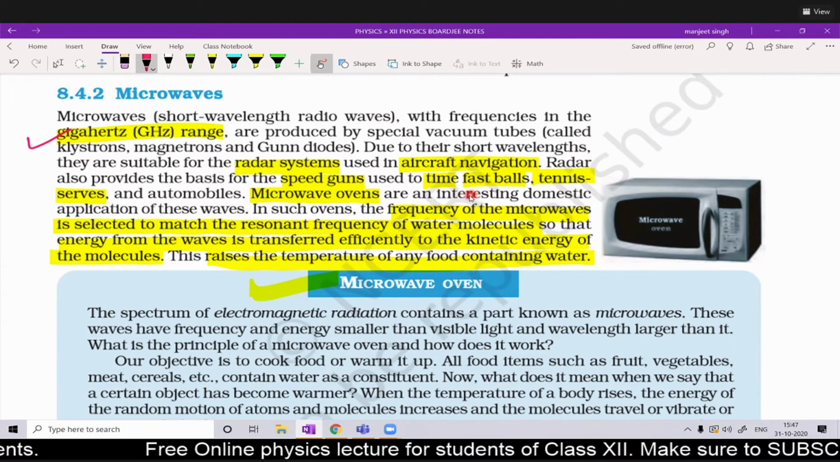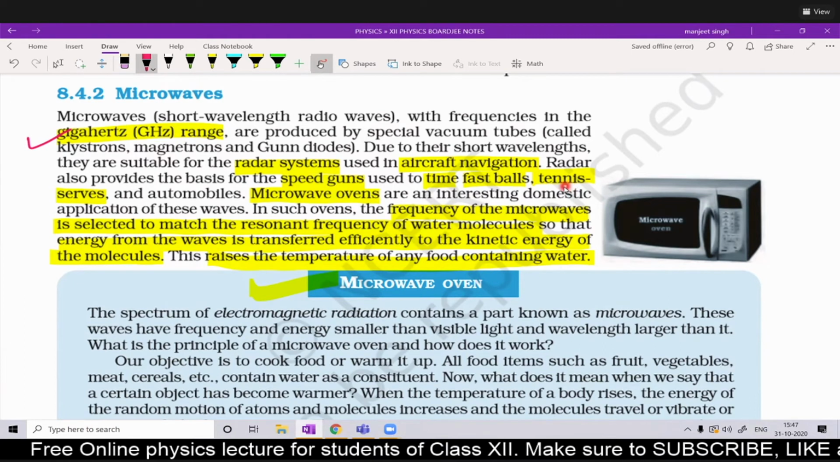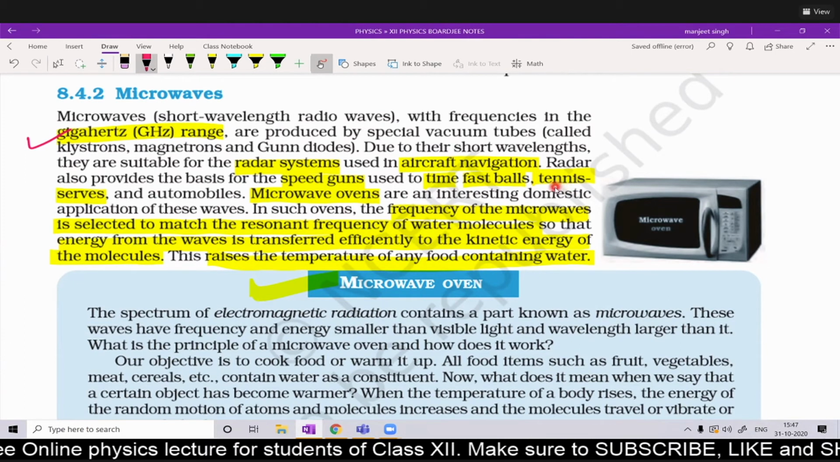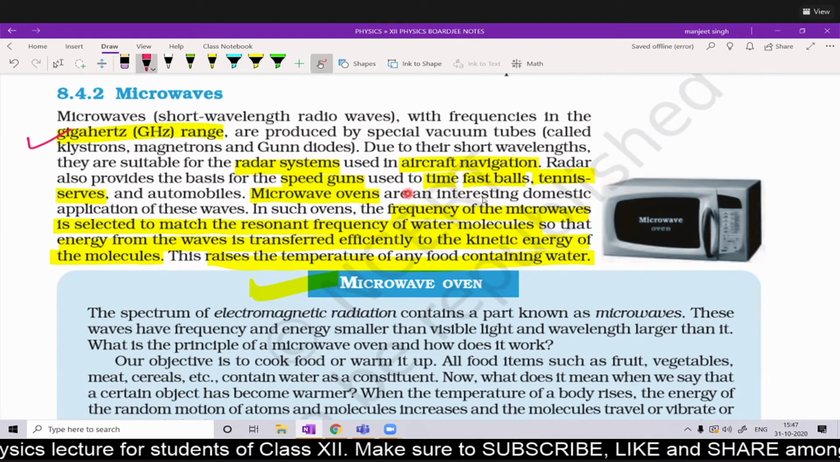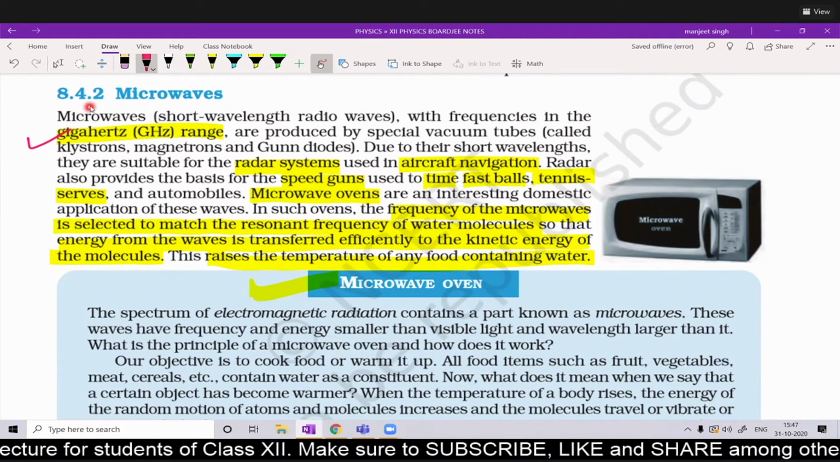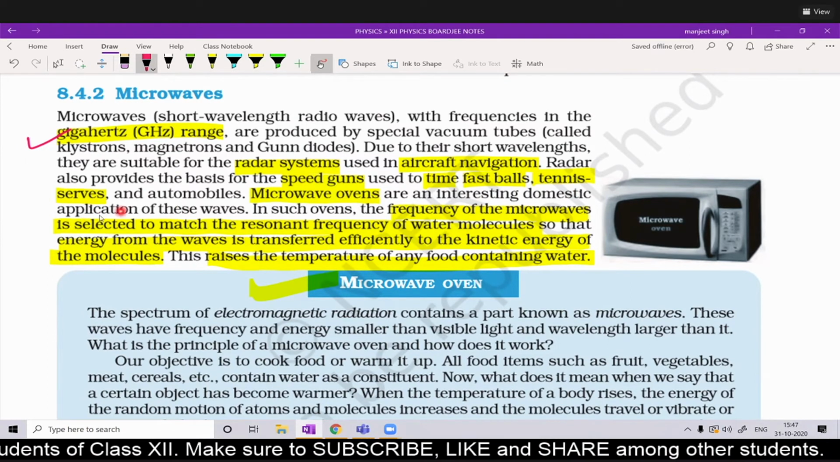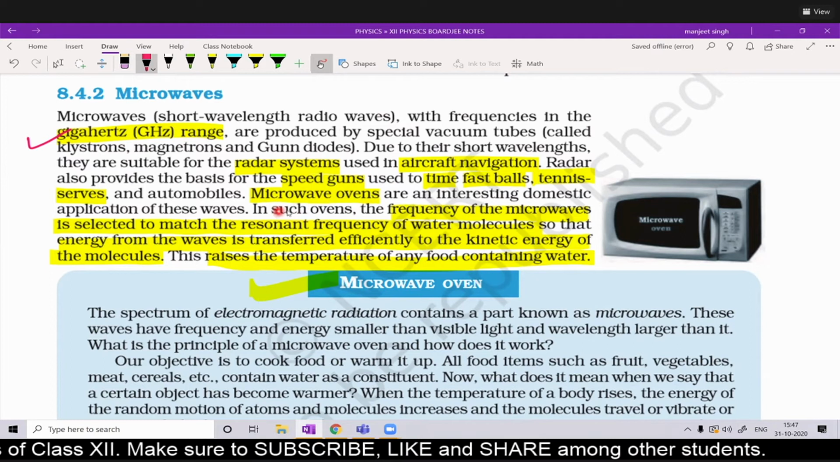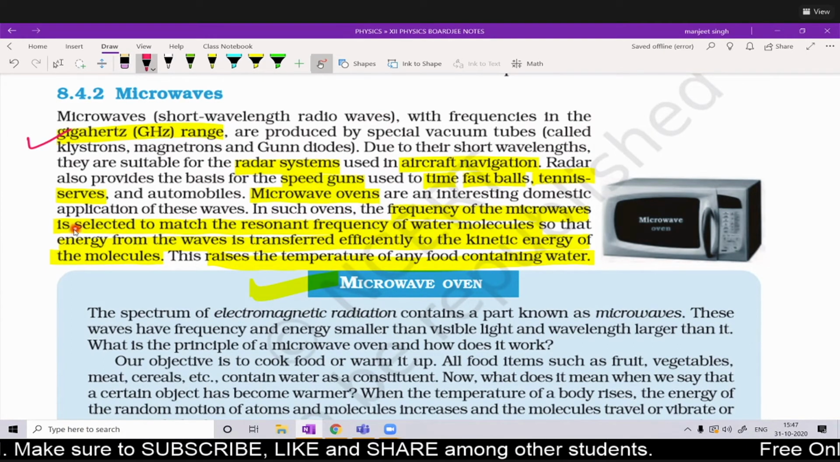Suppose lawn tennis is being played. To see the serve of the ball clearly, for fast moving balls, we use microwaves to detect that. In cricket also.